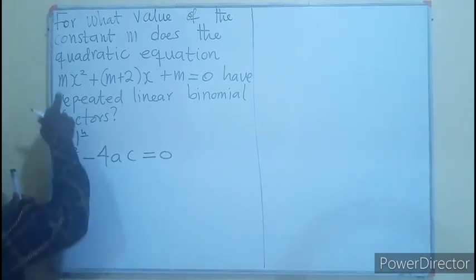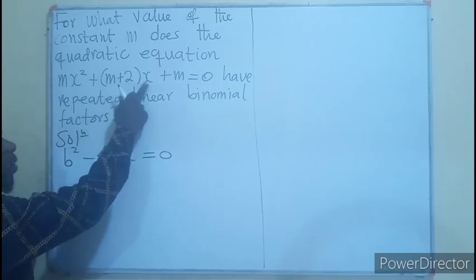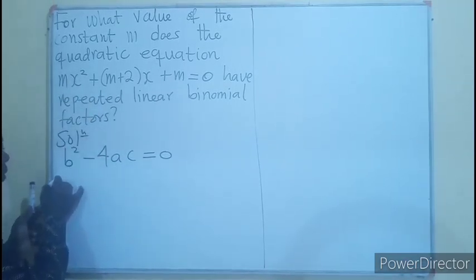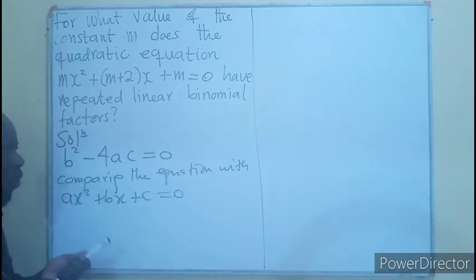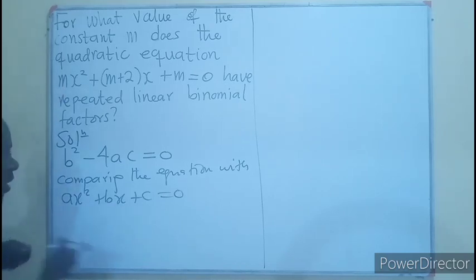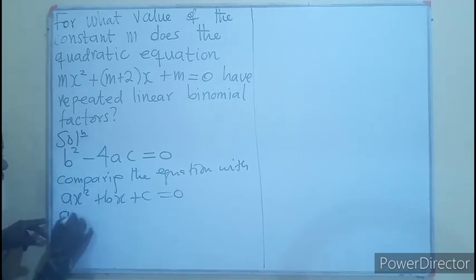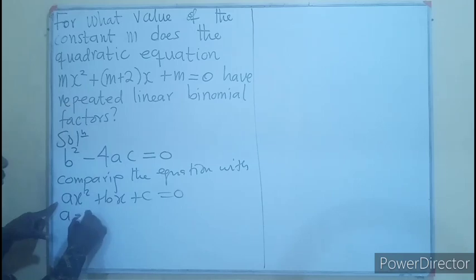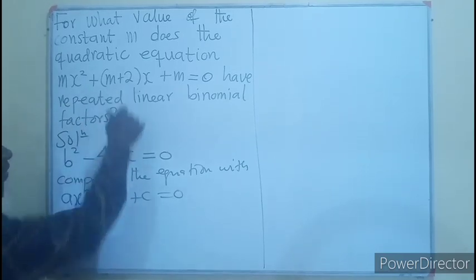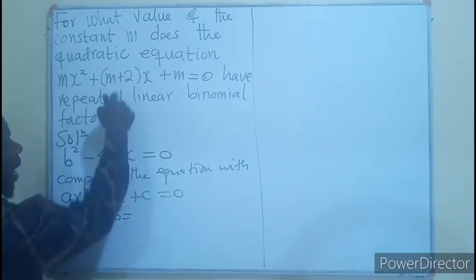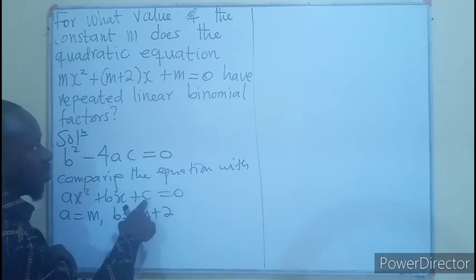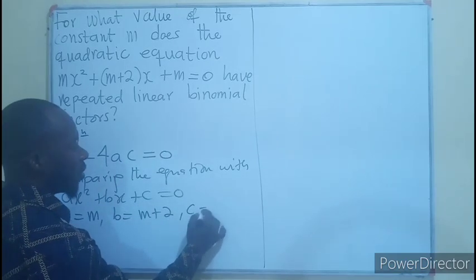They stand for the coefficient of x squared, of x, and the constant term. So if we compare this equation with the general equation, we can see that a, which is the coefficient of x squared, is the same as m. The b, which is the coefficient of x, is the same as m plus 2.